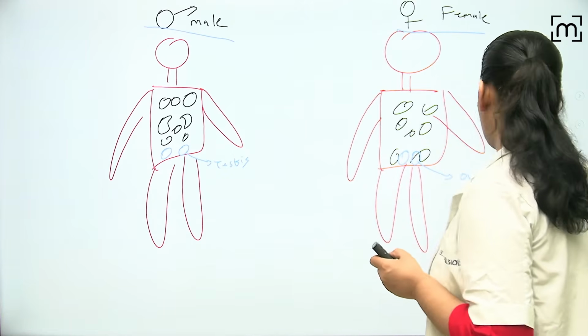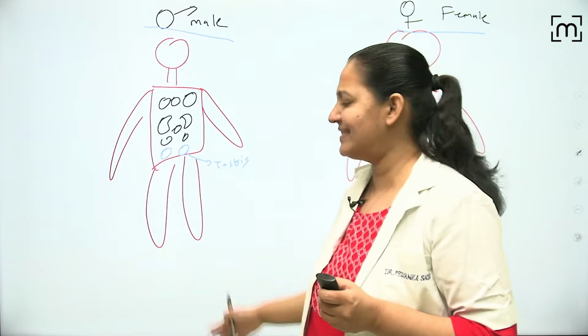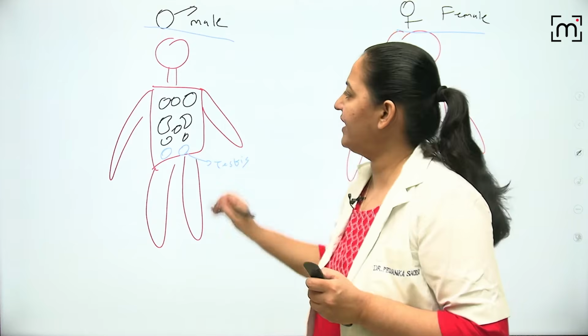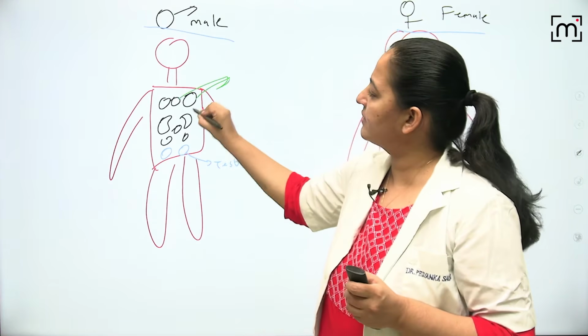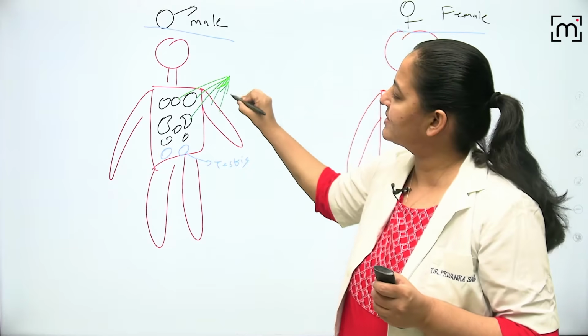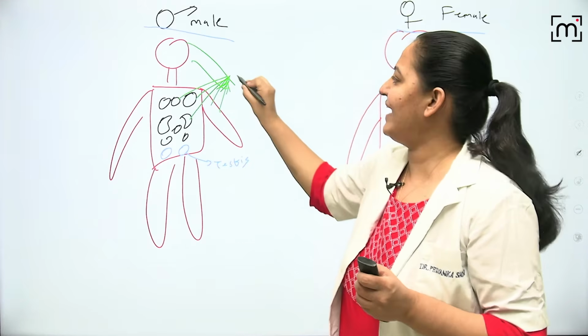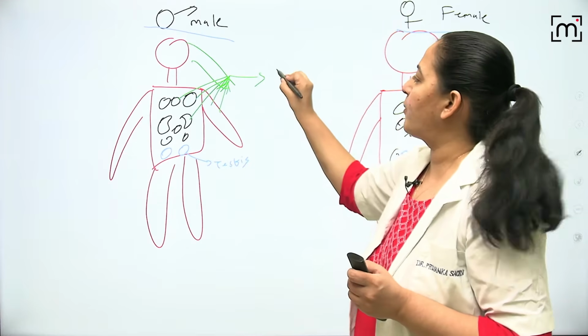Now if you talk about any cell inside the human body in a male, inside any cell, say the cell of the heart, the cell of the lung, the cell of the stomach, bone, muscle, eye, brain, any cell, all cells are diploid.